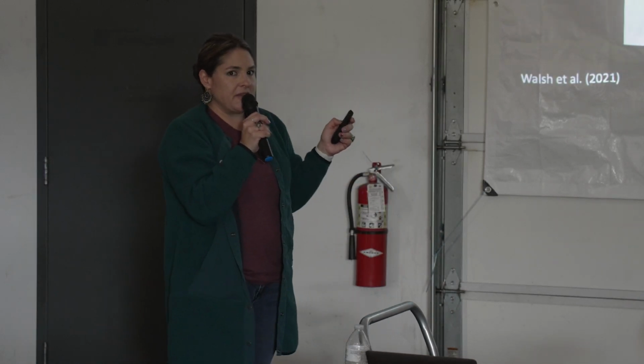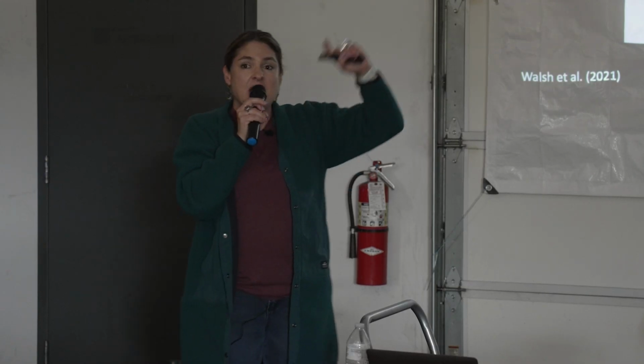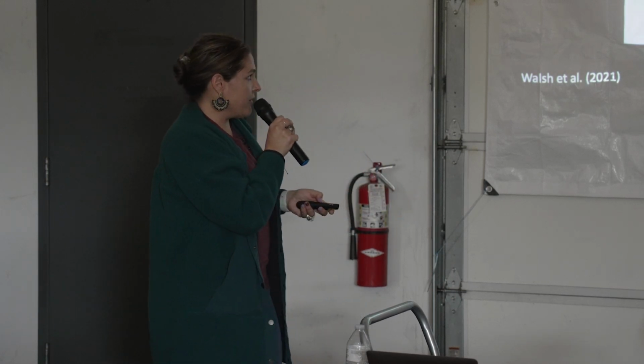We also noticed something that I've now noticed in 2 separate experiments, one in North Carolina, one here in Texas: that rearing queens in a pesticide-laden environment significantly increases the mating frequency of queens, above and beyond the normal average. And so we still don't understand how that is.